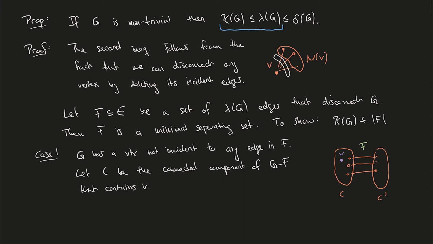With this added information that there are no internal edges that belong to the separating set F, we look at all the vertices in C that are incident to some edge in F. So that would be this red set I'm drawing in the picture now. So consider the vertices of C that are incident to F.